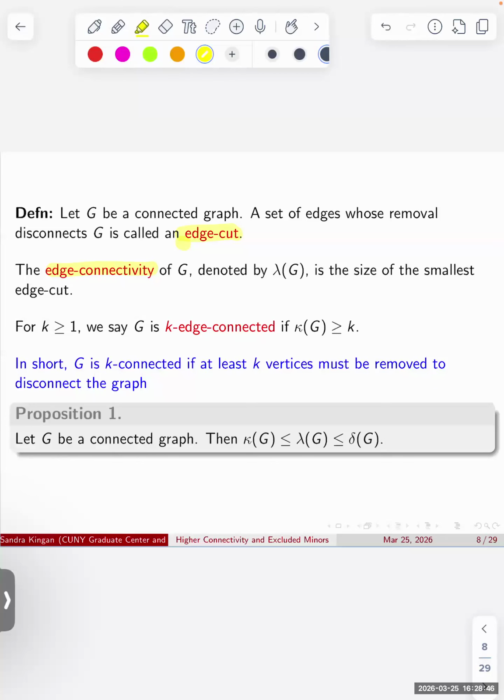Yes. Yeah, thank you. This should be lambda, right? And this should be edges. Thank you very much, Arshia.